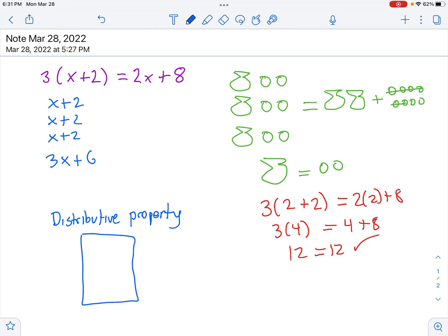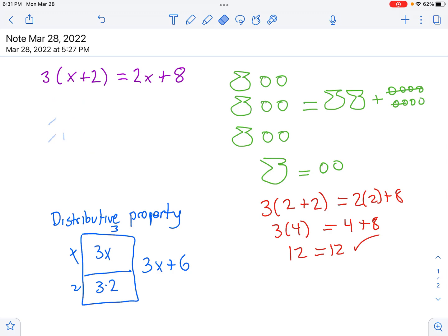You may or may not remember this. X and 2, and here's the 3. So we can either think of it as 3 times x plus 2, or we can think of it as 3 times x plus 3 times 2, or 3 times x plus 6. So that's how you want to actually solve this problem. You want to solve this problem whenever you have a grouping. This is sort of the summary.